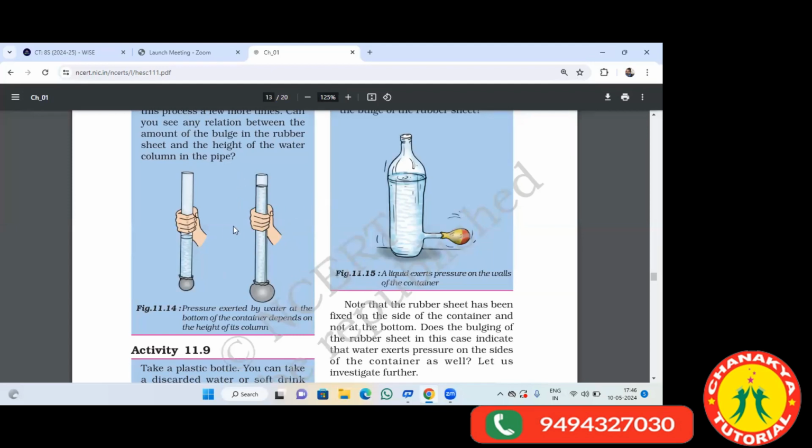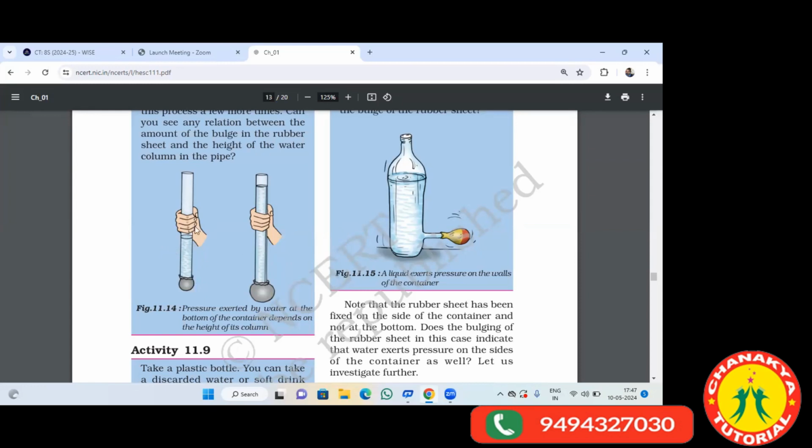So what happened here? Here the water is filled half, and here you have almost fully filled. At the bottom of them, we have put two balloons. Now, the first balloon has not swollen up much, it has swollen up less. And the expansion of the second balloon is more, it has expanded a lot. The reason being, the pressure exerted by the second liquid column is greater, and the pressure exerted by the first one is lesser.